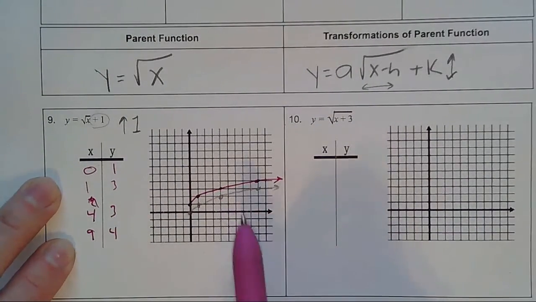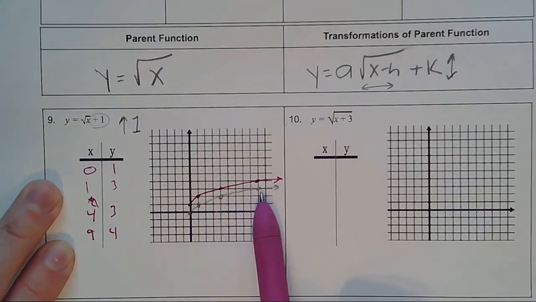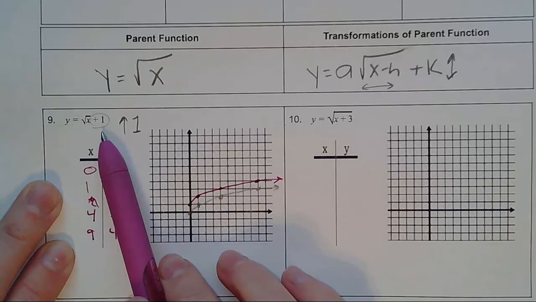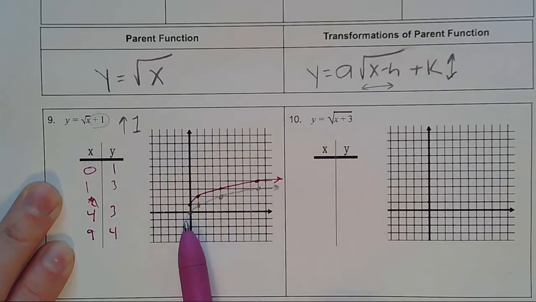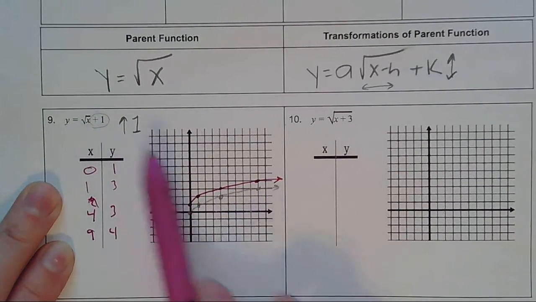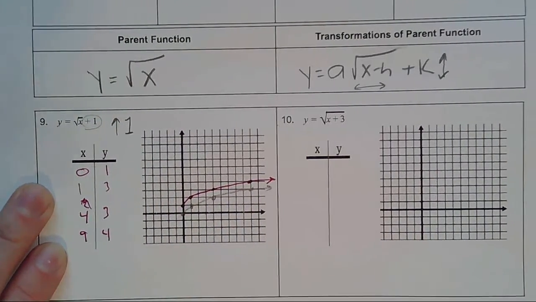The moral of the story is, if you know the basic parent function and you know what's happening to this graph, you can just literally move it around. So the outside tells me it goes up 1, so move your entire graph up 1. This graph is graphed in pink. Not great, but it's okay.